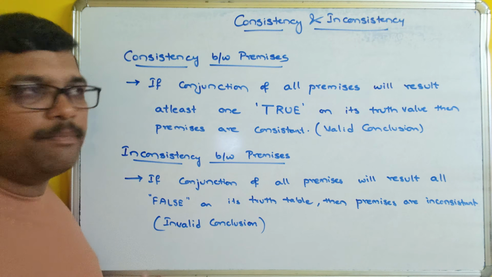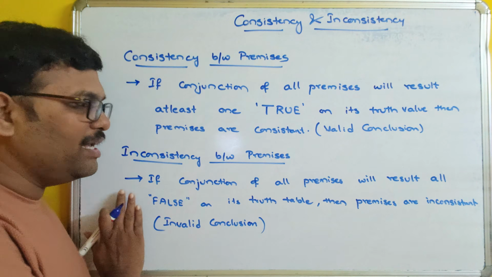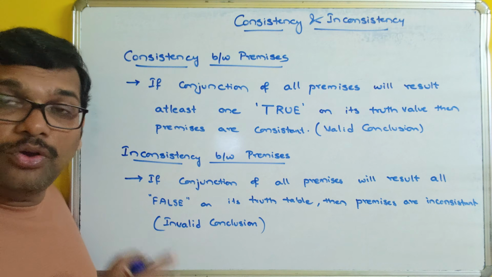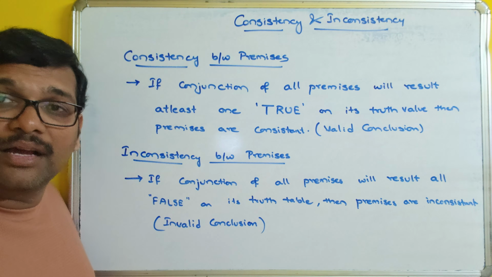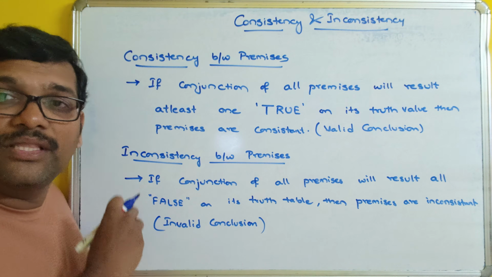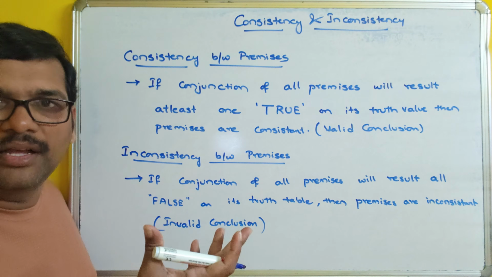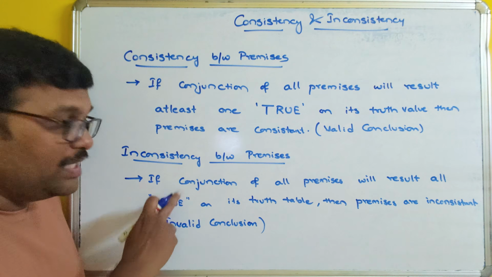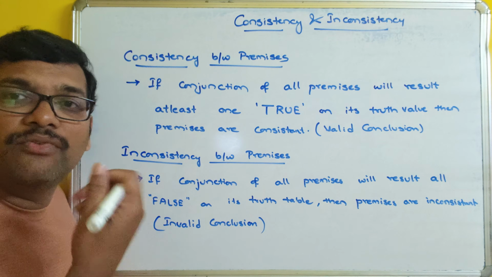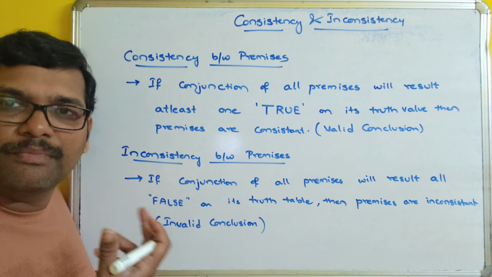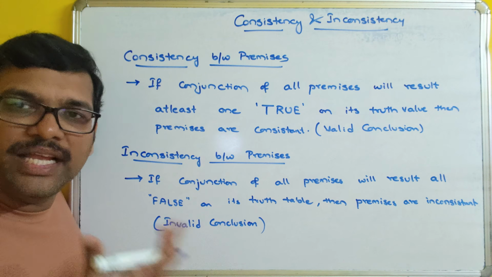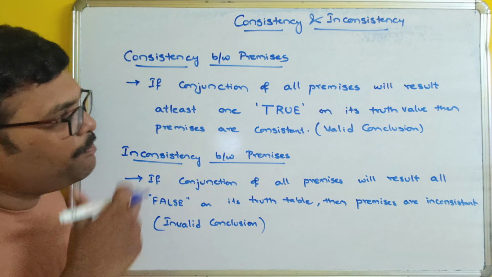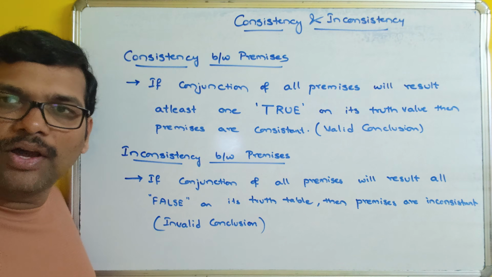So we'll take one example for both consistency and inconsistency, and we'll use a truth table. Before we start deriving the conclusion, we can check with these truth tables and then proceed. If the conjunction for all the premises is all false, we need not start deriving the conclusion from the given premises, because we can't say that it's a valid conclusion. Now we'll take one example for each one and find out.